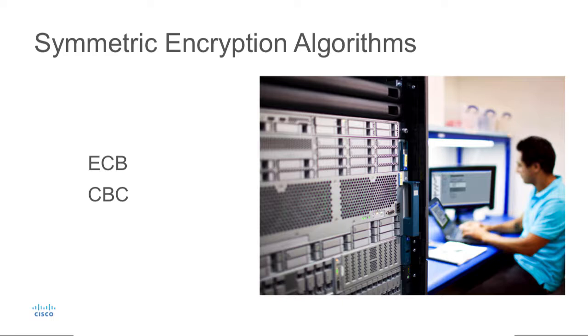We take a 64-bit block of plain text, it gets XORed bitwise with the previous ciphertext block, and then encrypted with that DES key. So it chains those blocks together. Each block is going to depend on the previous block, and so this is typically what we see in our Cisco routers providing DES encryption.